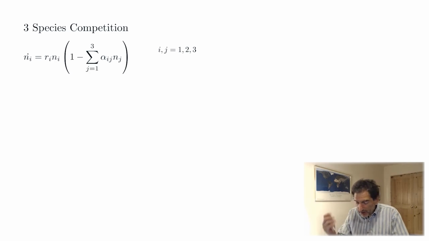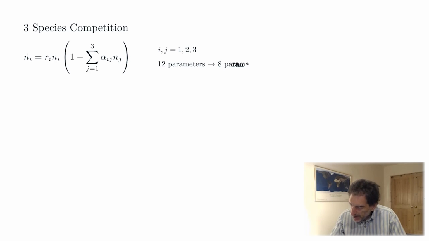Now, if you just stare at this set of equations, one sees that there are 9 of these alpha_ij, and there are 3 r_i's, and so in principle, this is a 12-parameter system. We can always eliminate some of these parameters by rescaling the densities and also rescaling the time. So we have 4 possible rescalings, so we can reduce 12 parameters down to 8. That's still an awful lot. In order to analyze the system, let's simplify it further still.